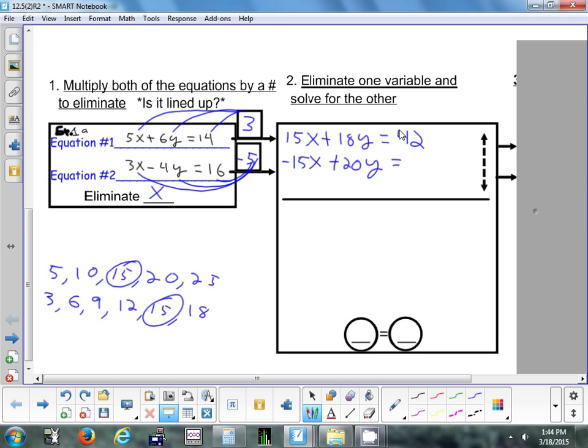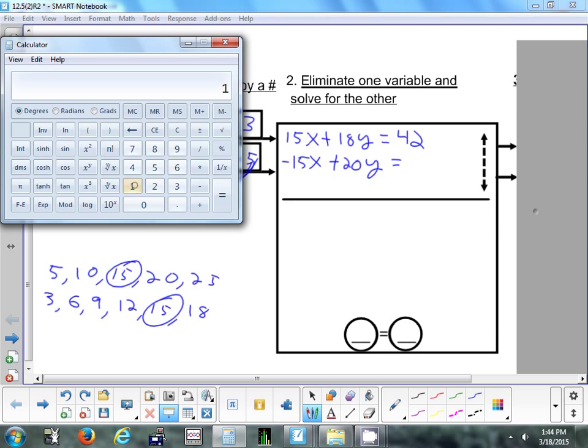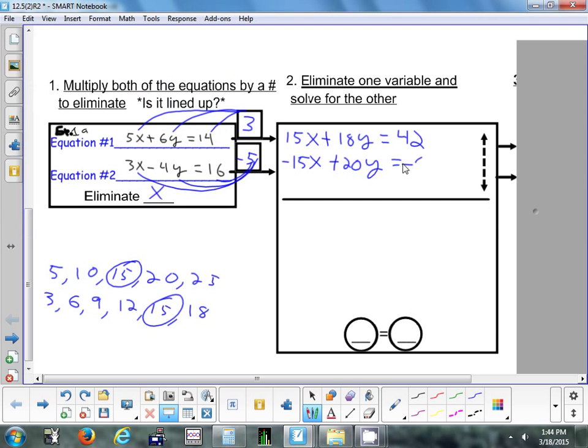And now the last one, that's big to do in our heads. So let's do 16 times -5. And we get -80. So close. Okay. Now when we combine them, what letter is going to eliminate? We already decided. 15x. Yep, 15x, -15x.